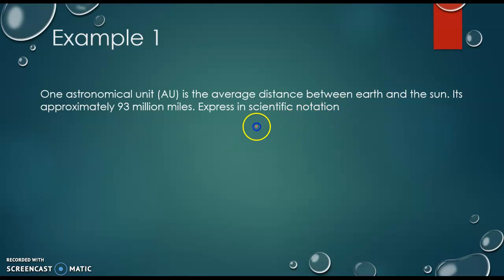All right. It is approximately 93 million miles. Express the distance between Earth and the Sun. So million is 6 zeros. So we have 93 million. All right, and so now I need to write this in scientific notation. So 1, 2, 3, 4, 5, 6, 7. We get 9.3 times 10 to the 7th power.